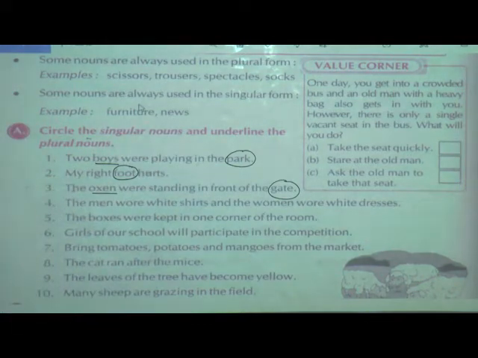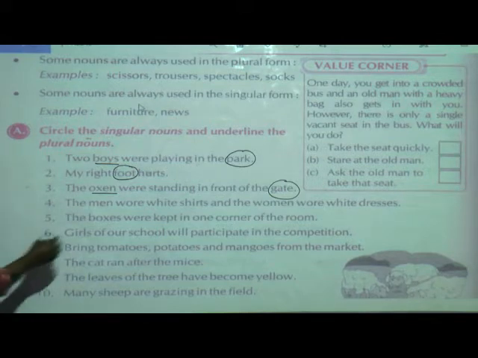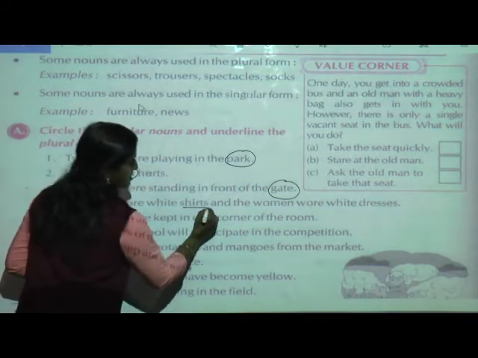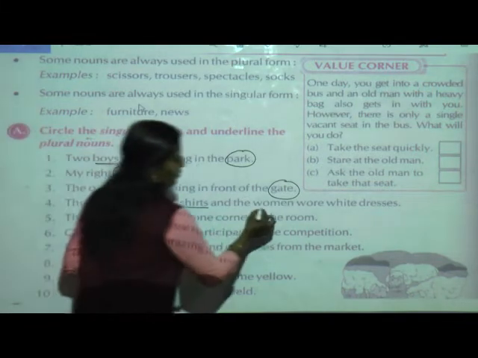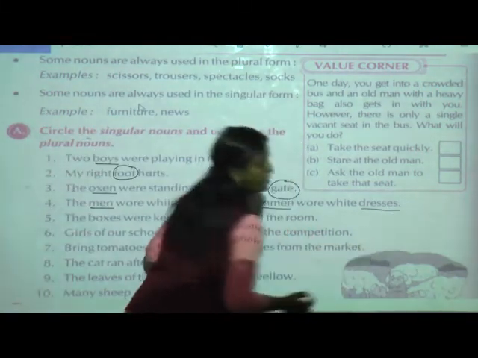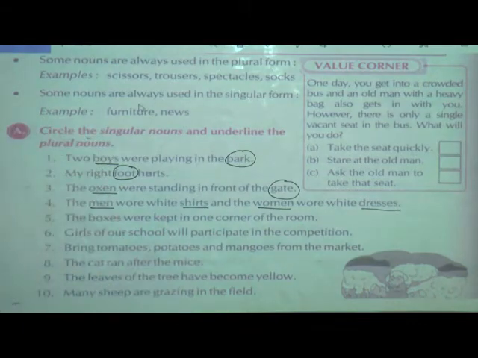Now the men wore white shirts and the women wore white dresses. So plural noun is underline. So men, shirts, women and dresses. So here, students, you can't find any singular word.